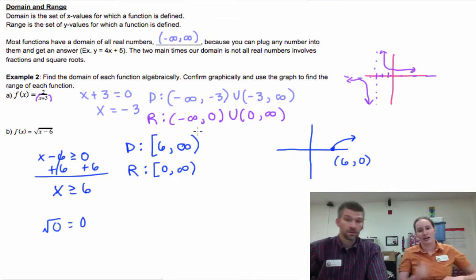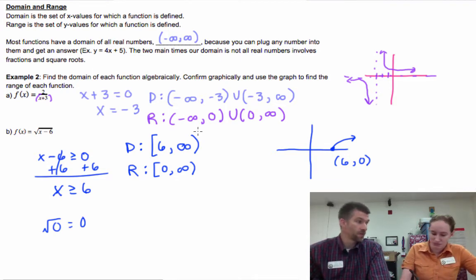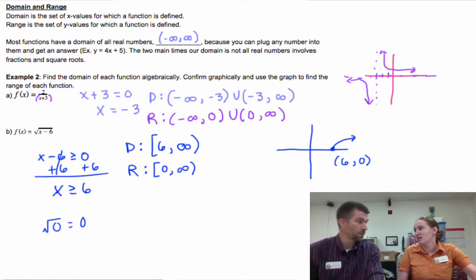Remember, infinity never gets a bracket because you can't be equal to infinity. It's just an idea. Give me a number for infinity. You can't do it. It's not possible, because every number you give me, I can just one-up you.